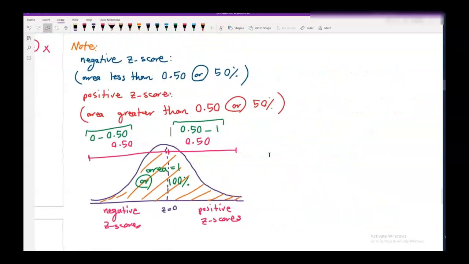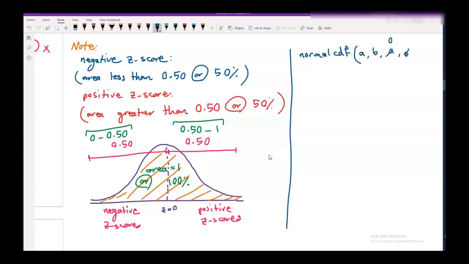And also I want to add something else here. These are in general what we use. Again, normal CDF is used when we have a starting point and an ending point, with mean always equal to 0 and standard deviation always equal to 1 when we have a normal distribution. And the other one is inverse norm. Use this one when the area is given and we are asked to find z. The mean is 0 and the standard deviation is 1 here as well.